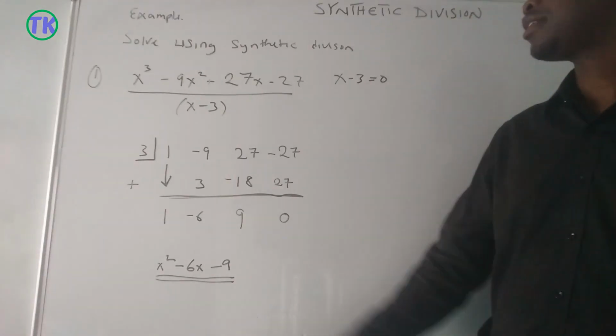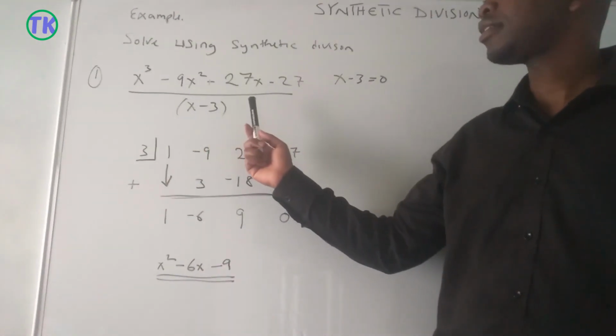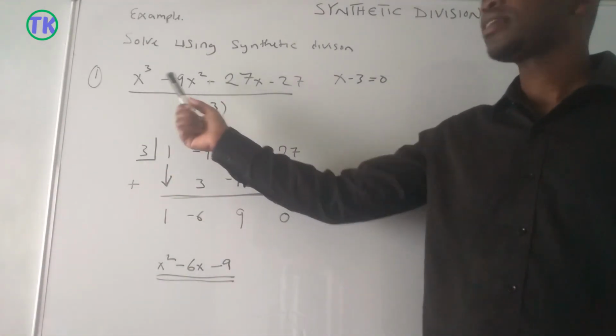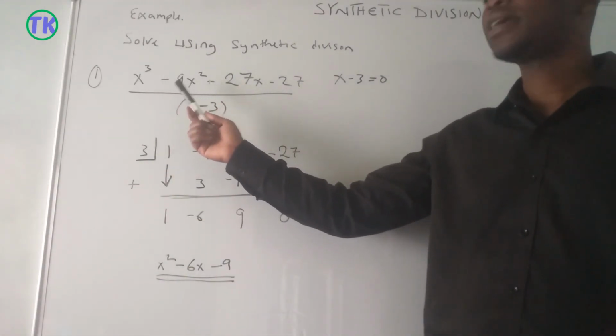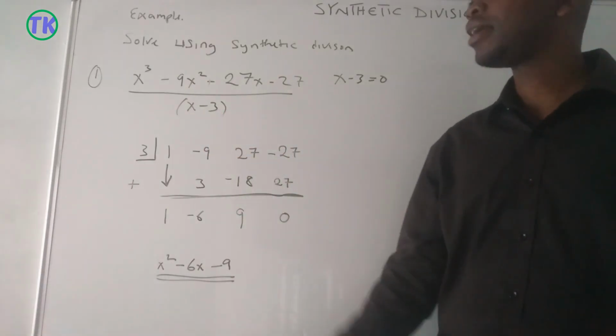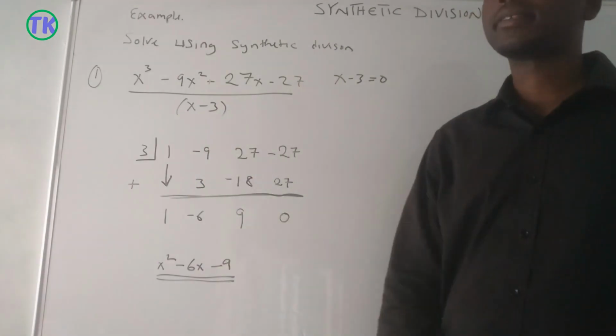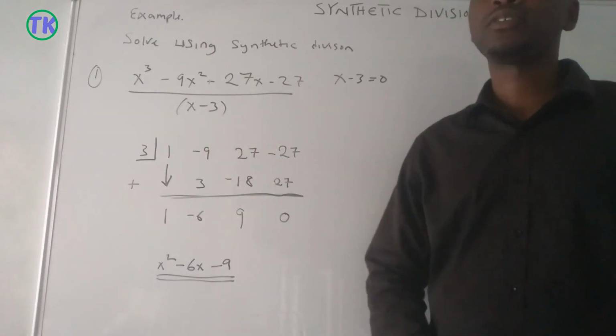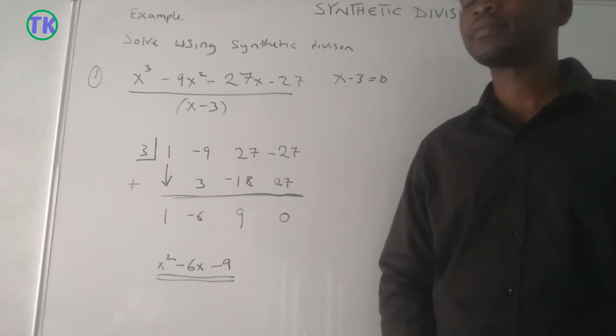So we've been given this quotient expression and we've been told to divide the numerator, x to the power 3 minus 9x plus 27x minus 27, by the divisor, x minus 3. So how do we go about solving this question using synthetic long division?